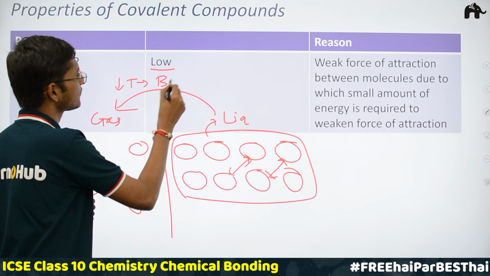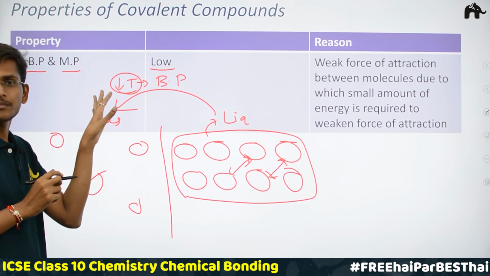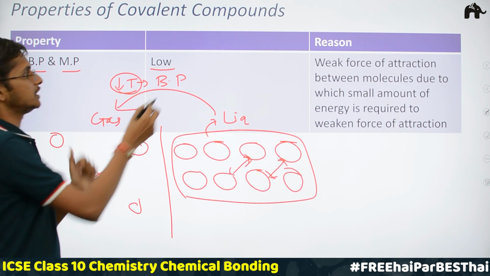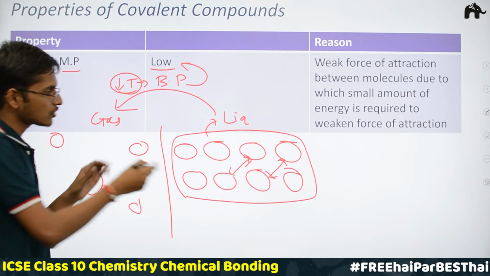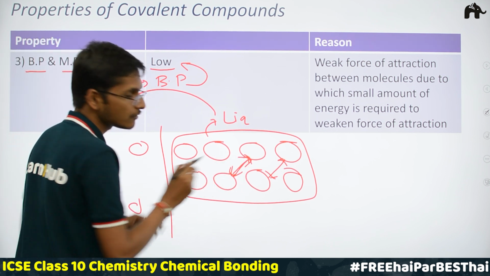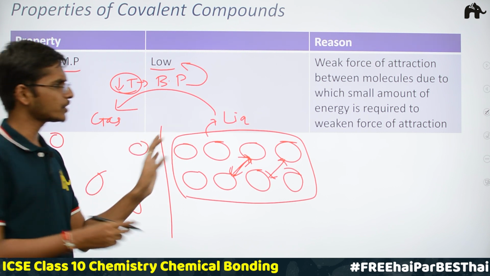So this means that the boiling points are low because boiling point is a lesser temperature. So from this we can make out why the boiling points are low: because of the weak forces of attraction between the molecules. And the same case goes with the melting points as well.